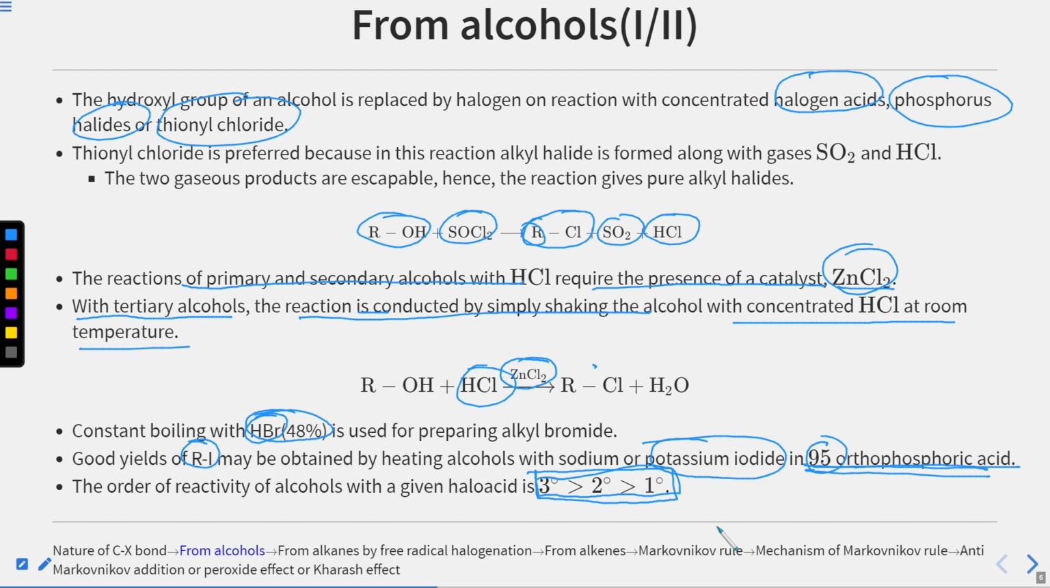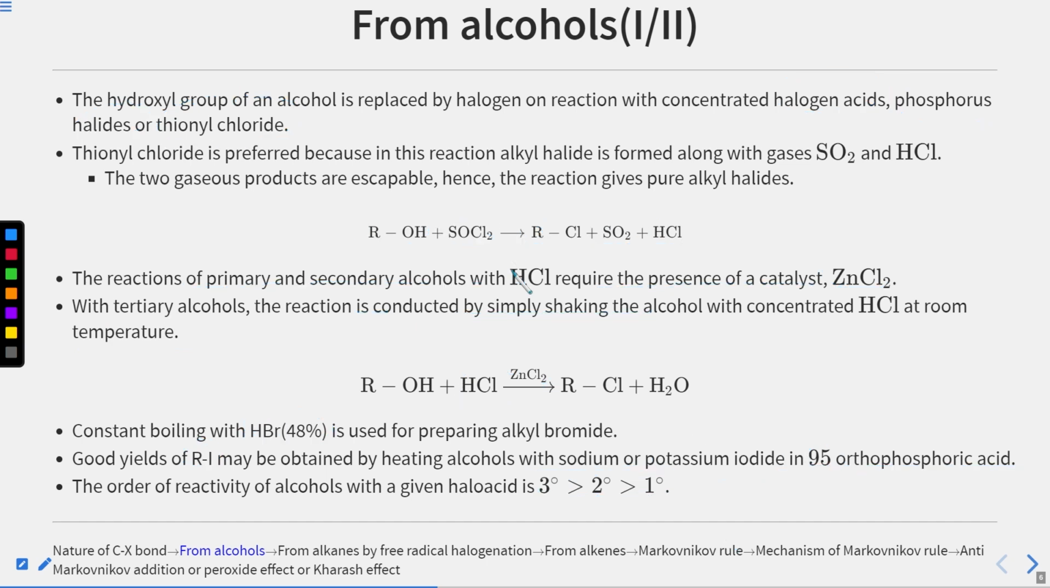So, we have seen two methods. First was the reaction with thionyl chloride, and second was with halo acid to prepare our required alkyl halide. Now, you can see an exception here: for preparing iodide, you don't have to react it with HI. Instead, you have to react it with potassium iodide in 95% orthophosphoric acid. So remember these minute things. Now next.